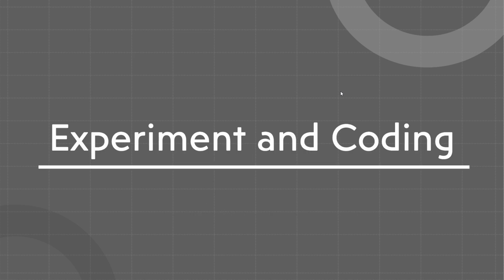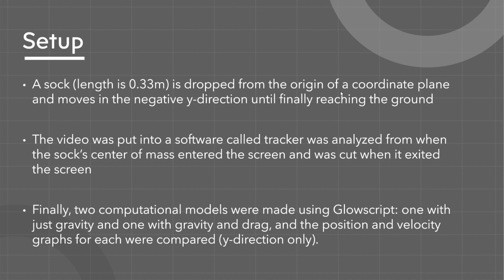We have discussed the background and explained the things that are going to happen in the experiment, so now we will move on to the experiment itself. First, I will describe how the experiment was set up. A sock with a length of 0.33 meters and a mass of 0.007 kilograms was dropped from the origin of a coordinate plane and moved in the negative y direction until reaching the ground.